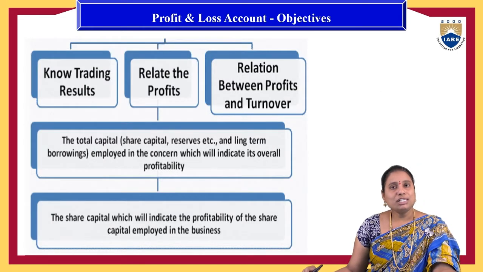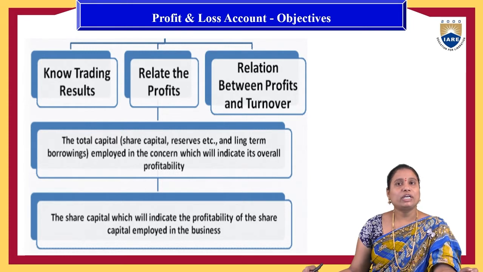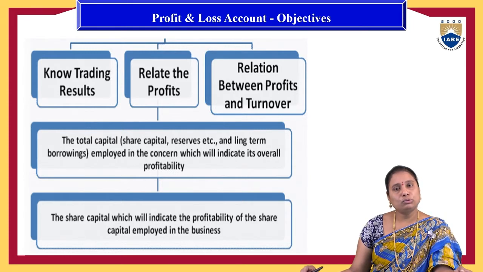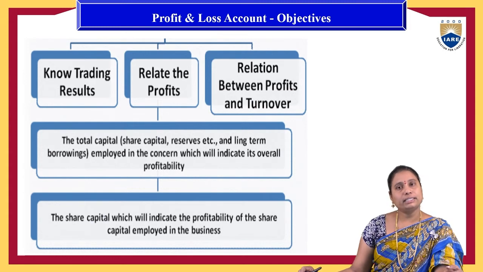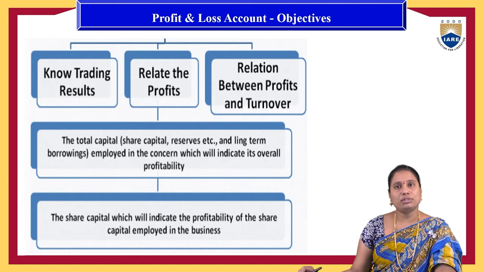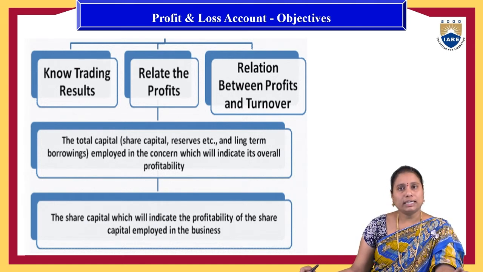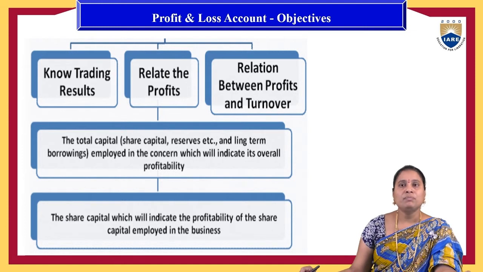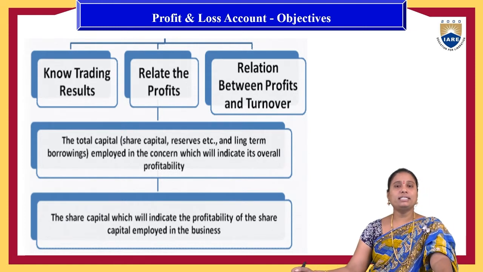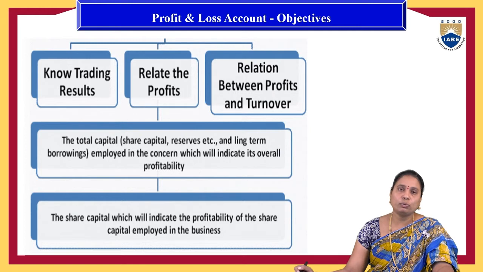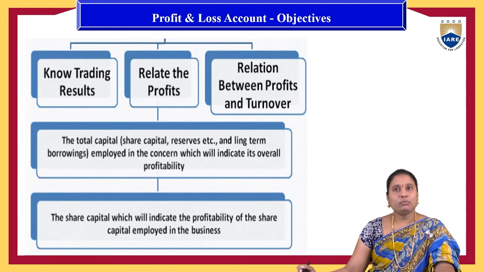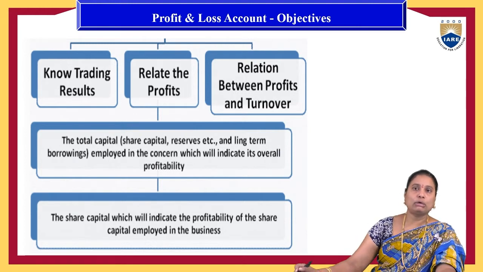The objectives of this profit and loss account are to know the trading results and the related profits out of their trading activities, and the relationship between the profits and turnovers of the organization. Because the total capital, that is the share capital, reserves, and anything which they have borrowed, is concerned with their day-to-day activities. So with those activities, how much profitability they have gained is very important. That is going to be identified with the help of this profit and loss account.